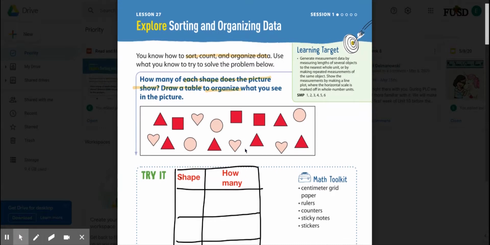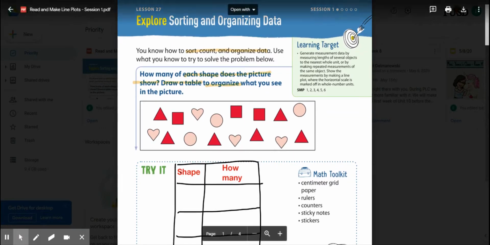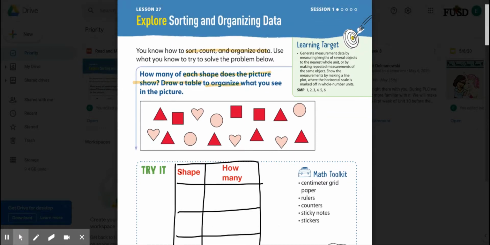So let's get started. Let's get down to our try it problem. And I want you to remember, this is just try it, not get it perfect. Just see what you know, use what you know, strategies, anything that you know or have at home to try to figure this problem out. So let's go ahead and get started. It says, how many of each shape does the picture show? Draw a table to organize what you see in the picture.